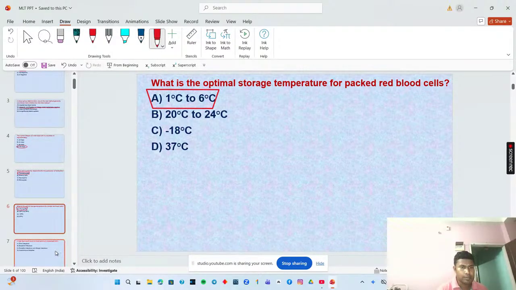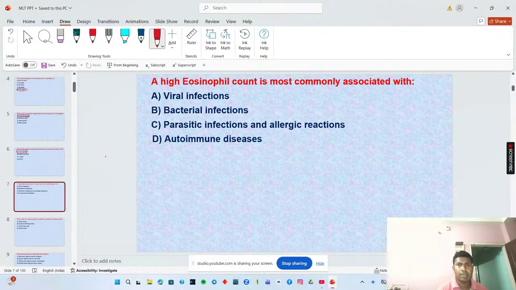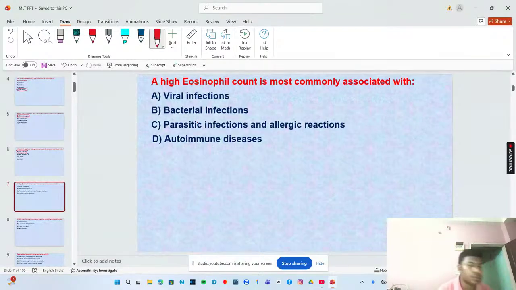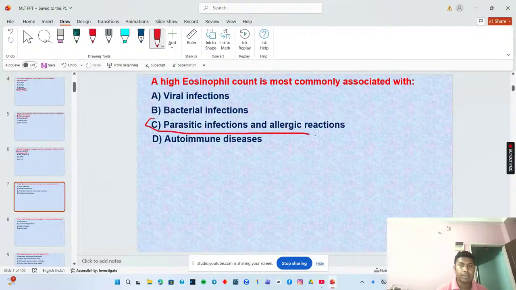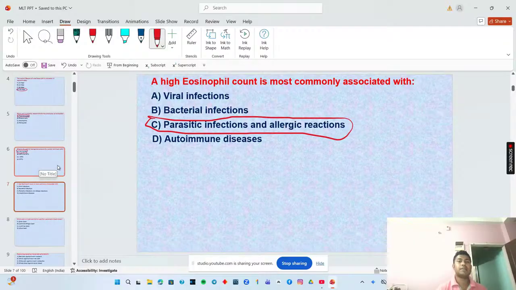Okay. Now the next question is: a high eosinophil count is most commonly associated with what? If we have a high eosinophil count, then we can say that it is due to parasitic infection and allergic reaction. I think you are getting interested in it.